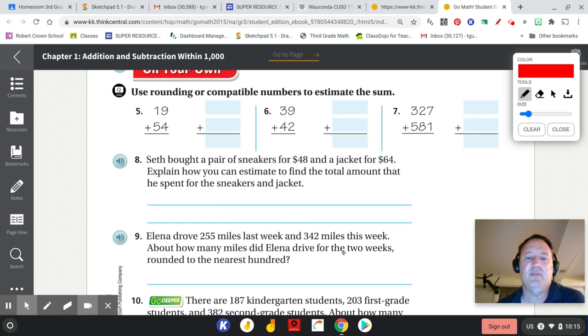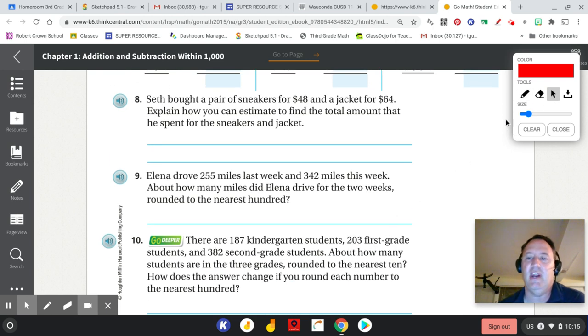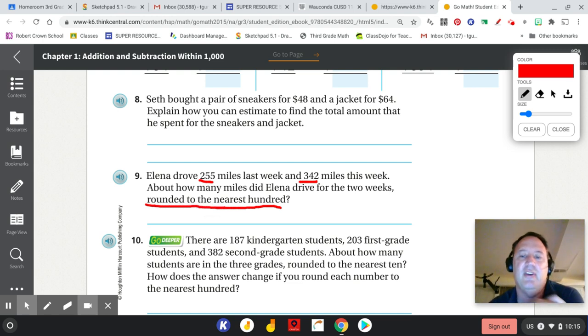Okay, let's try this one. I'm kind of on your own. I'll read it first and then I'll let you guys try it. Elena drove 255 miles last week and 342 miles this week. About how many miles did Elena drive for the 2 weeks? Rounded to the nearest hundred. Okay, so they're giving us what they want us to do. They want us to round to the nearest hundred.